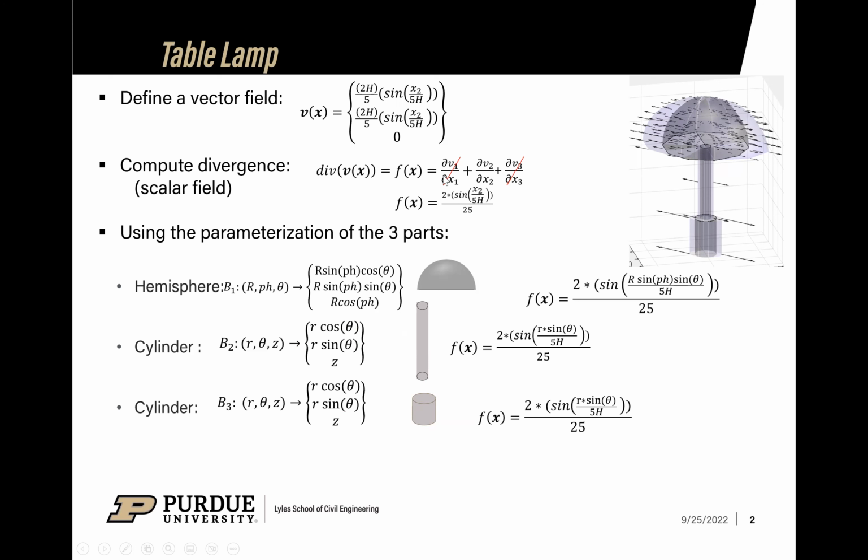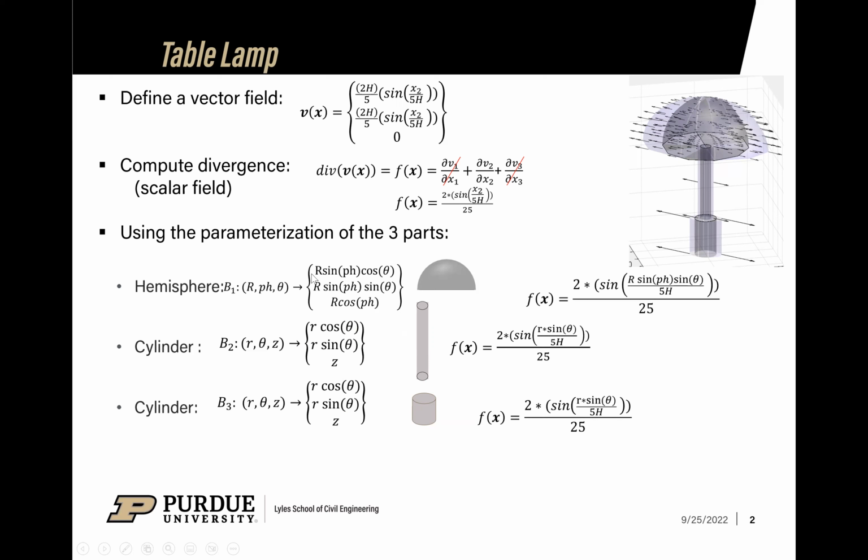So coming to computing the divergence, it is given by the partial differentiation of the vector field with respect to x1, x2, and x3. In this case, x1 and x3 pan out to be 0, and the only term we are left with is the middle term, which comes out to be 2 sine x2 by phi h, the whole divided by 25.